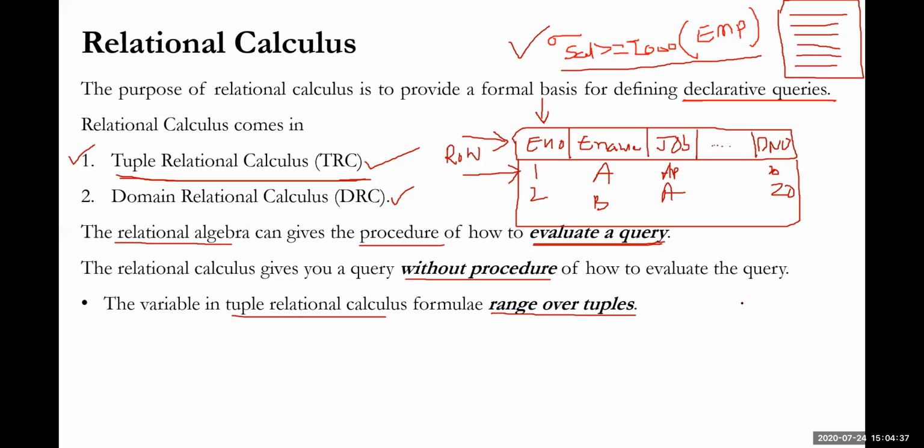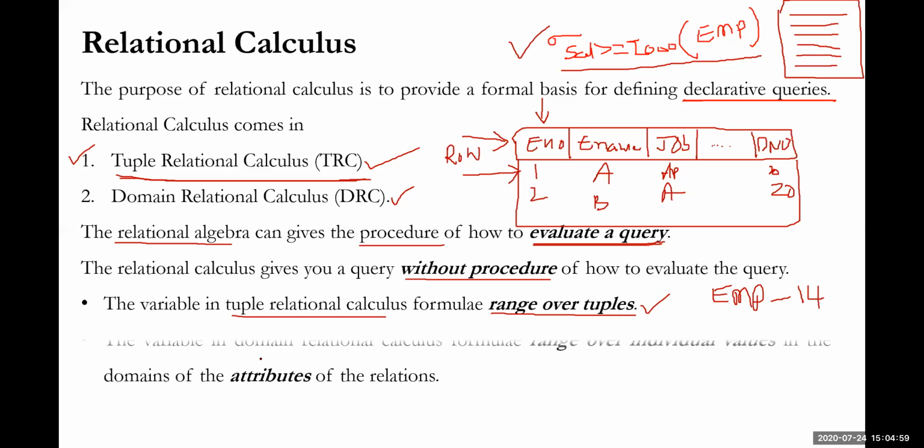Range of tuples, in the sense that if you consider our default table, EMP, it has 14 rows, so that variable can hold all 14 rows. If you take some other table which has 2000 rows, that variable can hold all 2000 rows at a time. That is the meaning of range of tuples.